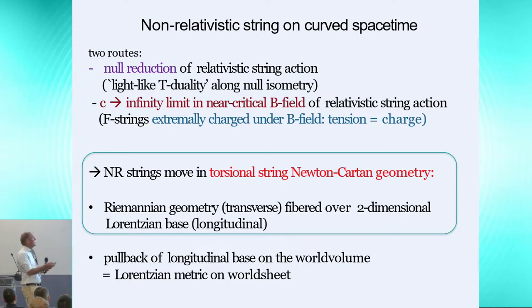It's some avatar of the Newton-Cartan geometry that I showed you. There's also an underlying algebra that you can gauge. I'll not show it, but it's known as torsional string Newton-Cartan geometry. It actually has a Riemannian geometry in the transverse space that's fibered over a two-dimensional Lorentzian base, and then there are stringy boosts relating the base to the transverse space.